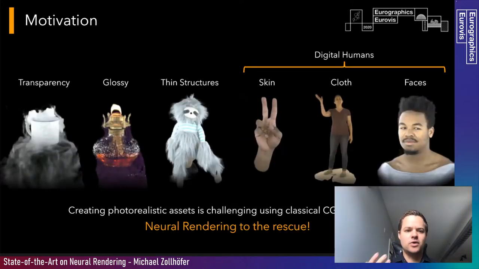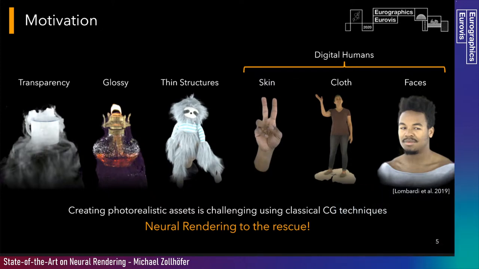So maybe one more example of why it's hard to model things classically. Our real world is really, really complex. We might have objects that have transparency, like the smoke you can see here on the left, or there might be glossy surfaces. There might be surfaces with thin structures like this teddy bear. And it's really hard to model each of these hairs individually.